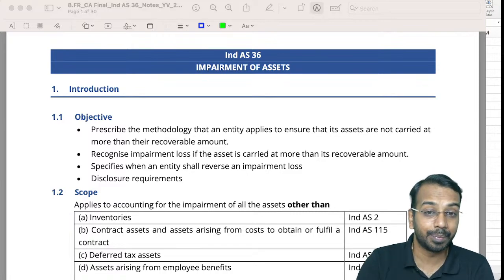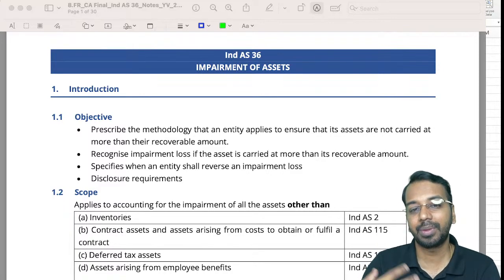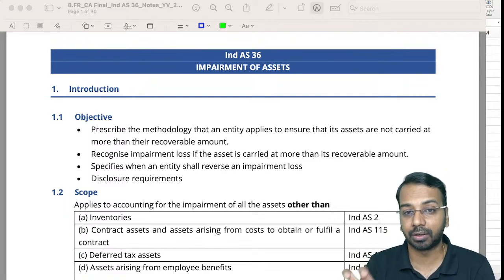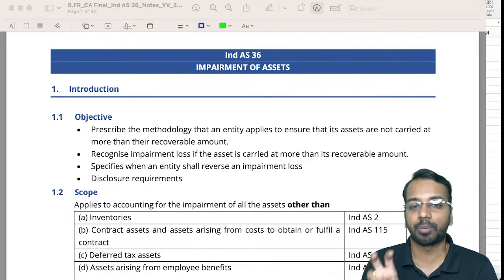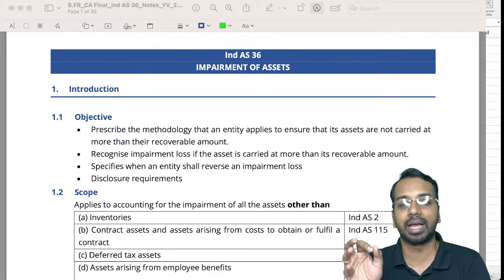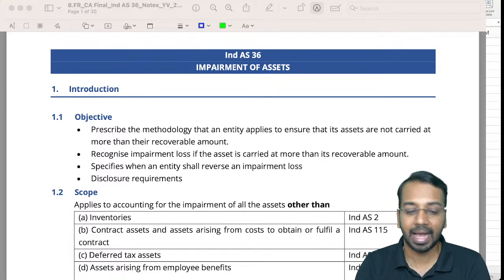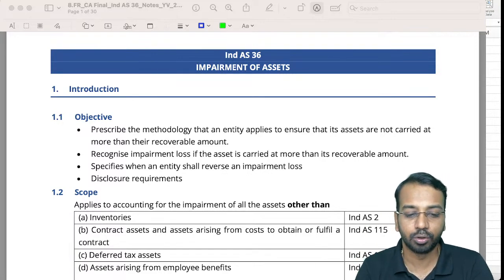Please remember, impairment is not depreciation. Impairment is more about when I look at a particular asset, will I get the future economic benefits that I was expecting? If no, then there is a likelihood that the asset is damaged, or we have some kind of loss on that asset, and this standard tells us how we account for all of those aspects.